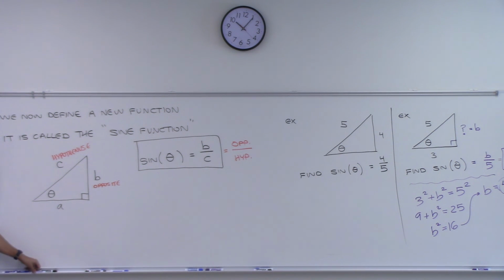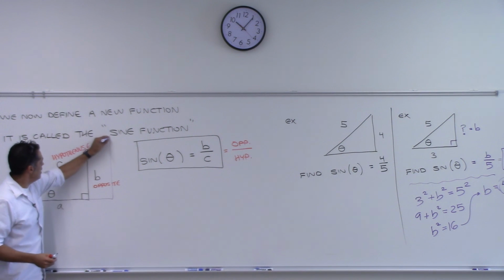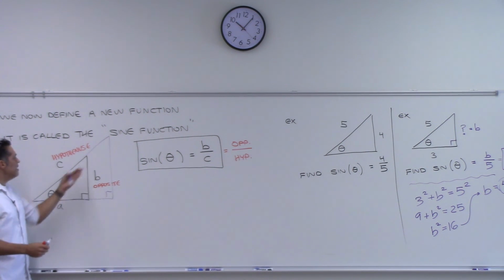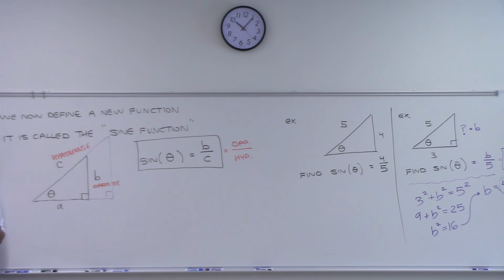Do you all understand that if I draw a bigger triangle, like this, and I do opposite over hypotenuse, we're going to get the same answer for sine because they're similar triangles? So the only thing dictating this is the angle. Change the angle, then you're going to get a different value. All right, that's the definition of sine.